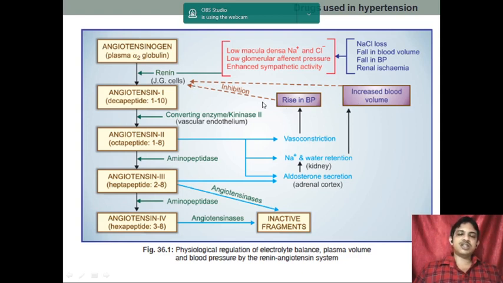Now, this inhibition means, in the normal condition, a negative feedback mechanism. When the blood pressure is increased, the body directs the juxtaglomerular cells to reduce the renin. Now, in case of blood pressure, what are the different drugs used in this particular system?